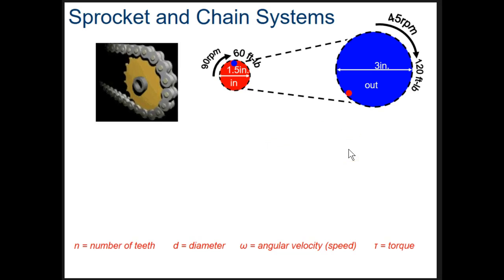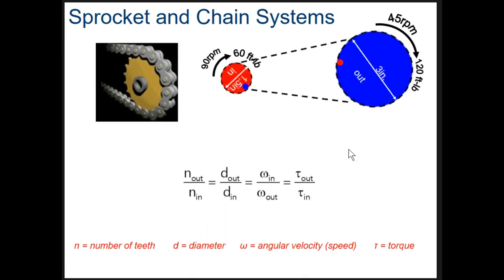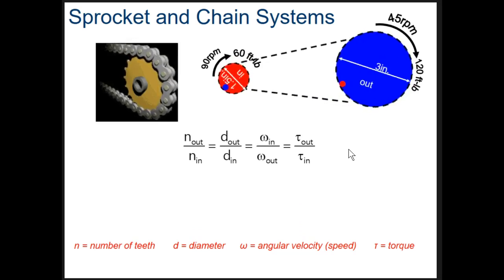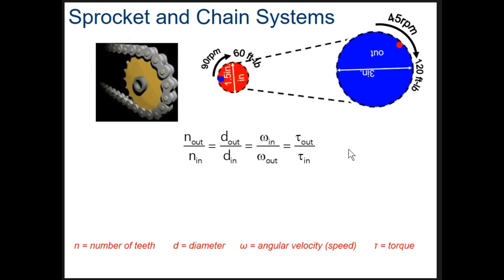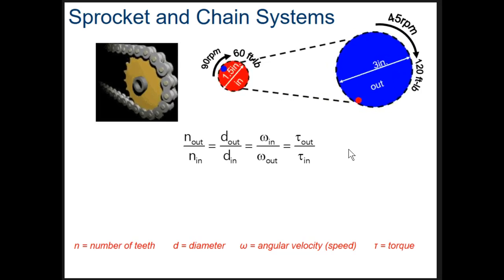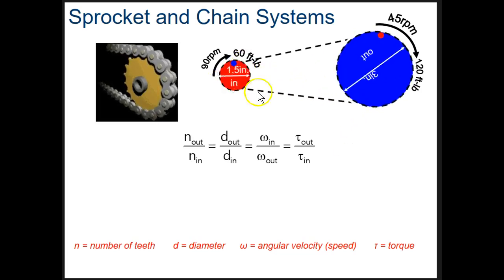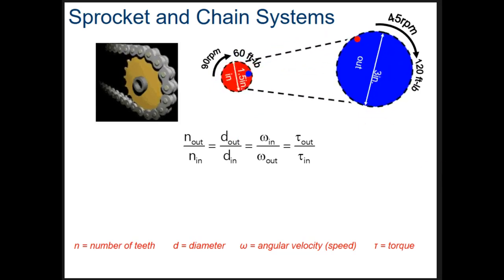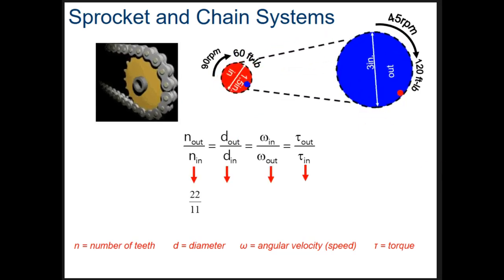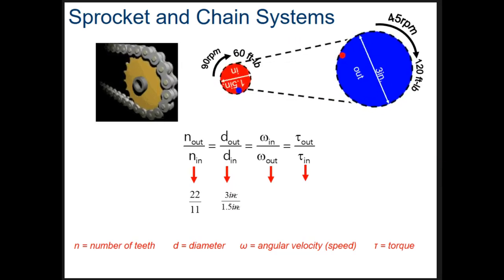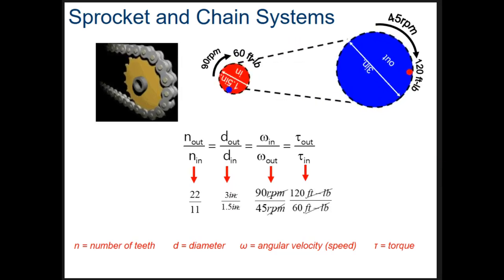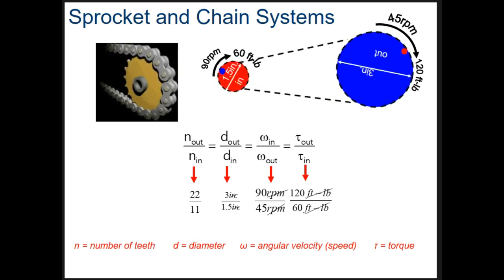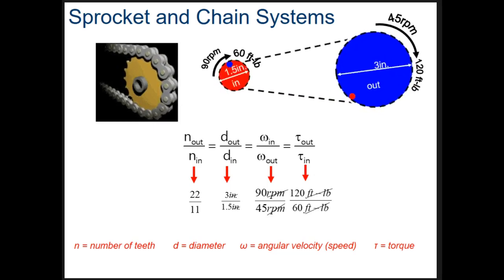For the chain and sprocket system, it works just like the pulley, except now you have teeth to consider. So you can consider the number of teeth, the diameters, the angular velocities, or the torques to determine the gear ratios. All you're doing is transferring the energy from a gear to another gear via a chain. And they go through some calculations for you to show that the ratios remain the same, and that the units cancel. So it's truly a ratio, and these all have the same ratio. So that's sprockets and chains.